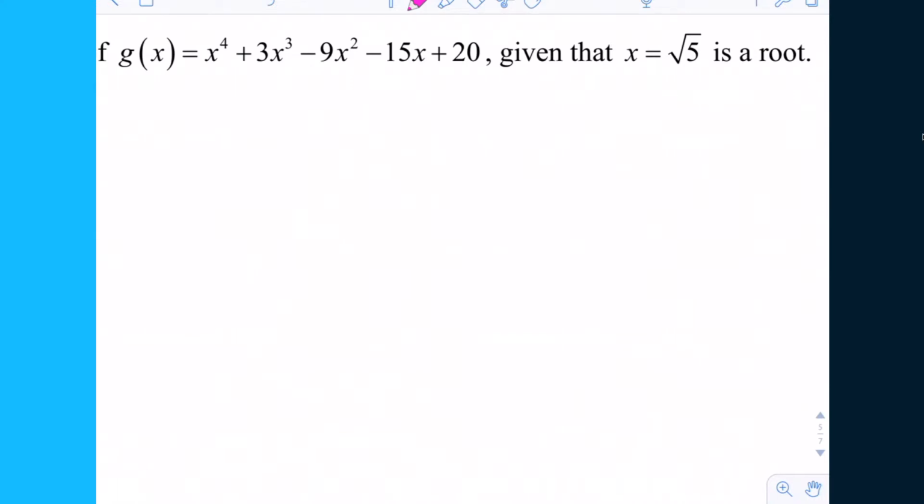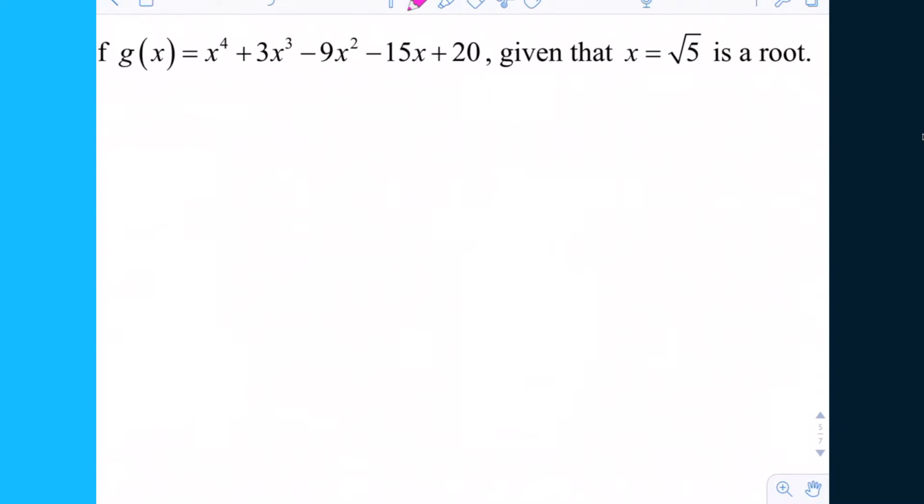What's the degree of the polynomial? 4. If our goal is to get it down to a quadratic, I need to know how many roots. 2. They told me that the square root of 5 is a root. Can I assume that I have another root then tacitly or implicitly given? Yeah, what also must be a root? Negative square root of 5. Good, because look at your coefficients. 1, 3, negative 9, negative 15, 20.